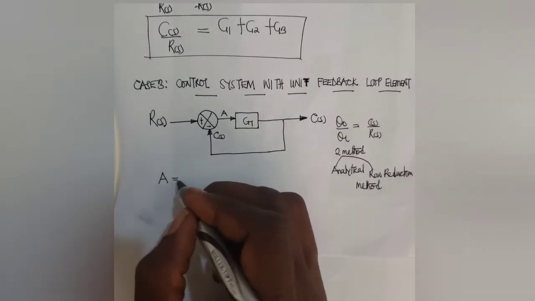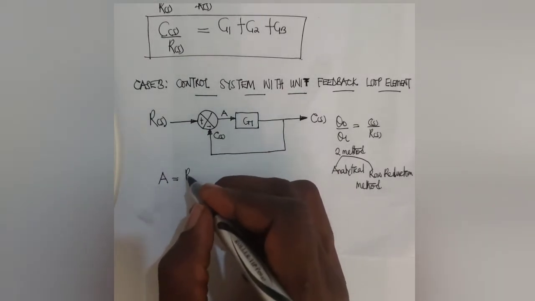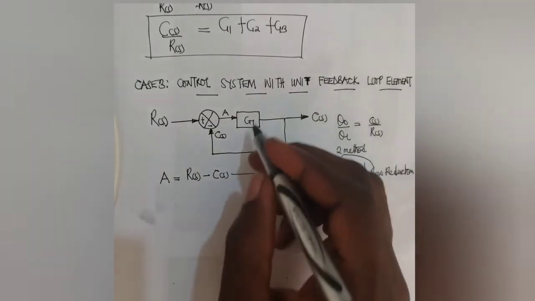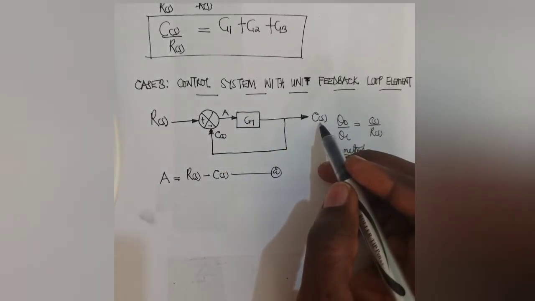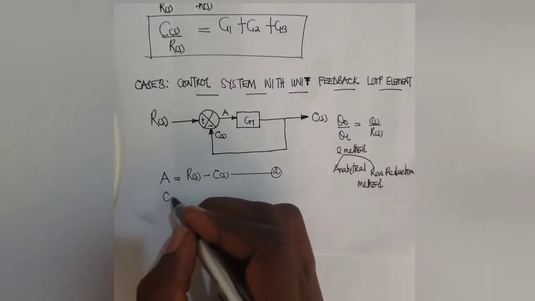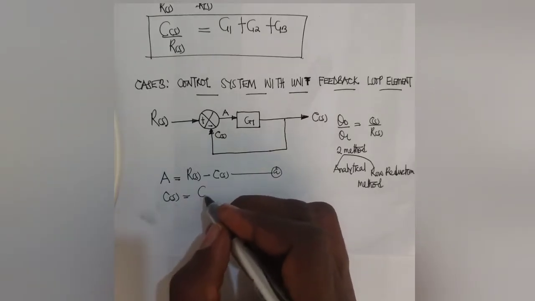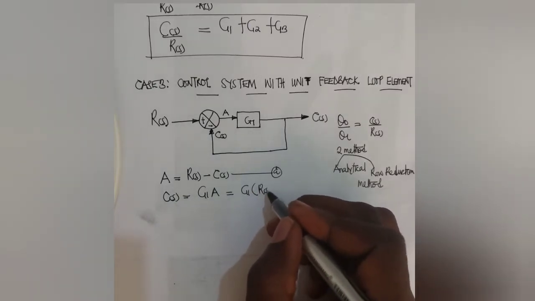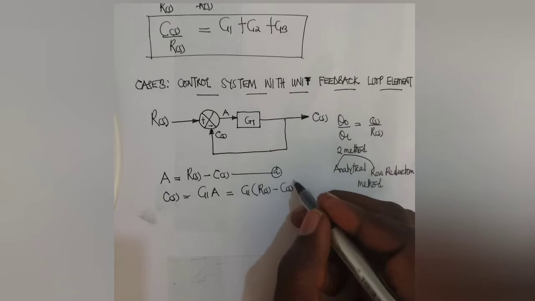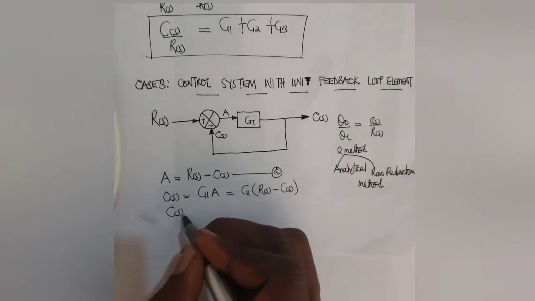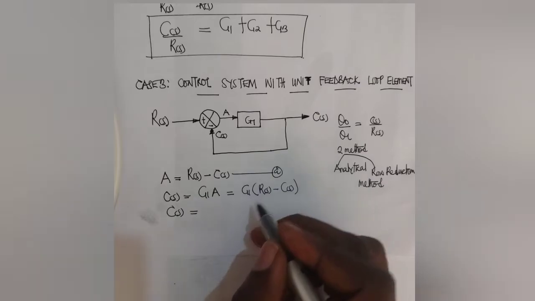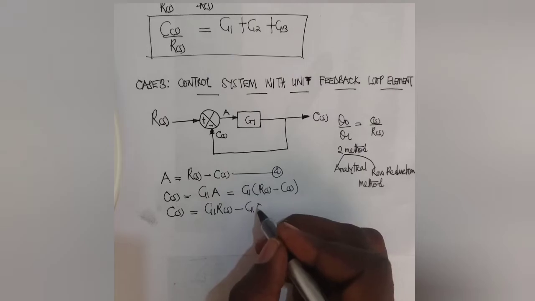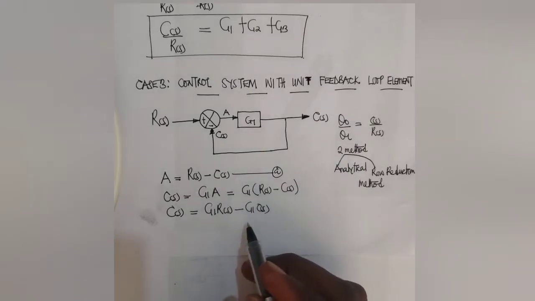So for me to have my A, it is going to be equal to plus of RS, then negative of CS. If A multiplies G1, it is going to generate an output signal of CS. So I can say my CS is equal to G1A, and that's the same thing as G1 into bracket RS minus CS. So I have my CS equal to G1 RS minus G1 CS.